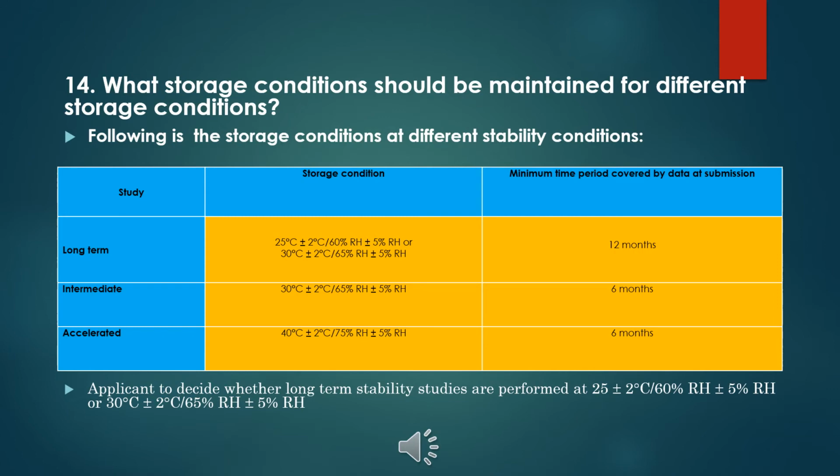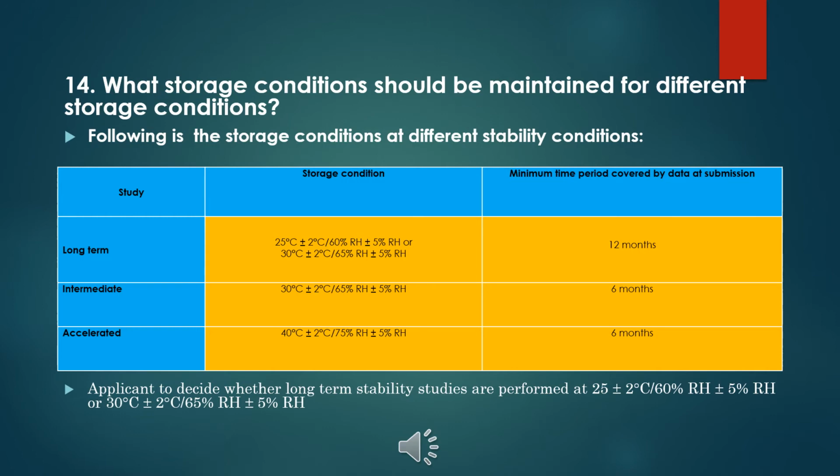At intermediate stage, 30 degrees plus minus 2 degrees with 65% RH plus minus 5% RH. At accelerated conditions, 40 degrees centigrade plus minus 2 degrees centigrade with 75% RH plus minus 5% RH. So in long term, you have to have 12 months minimum time, and in case of intermediate 6 months, and at accelerated also minimum requirement is 6 months.